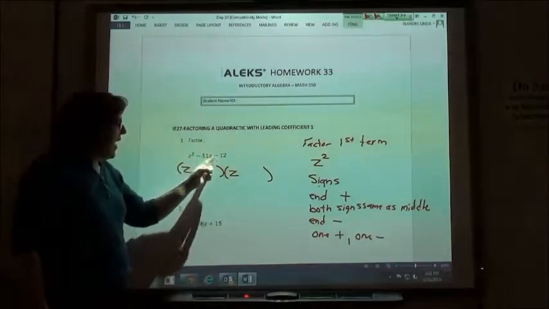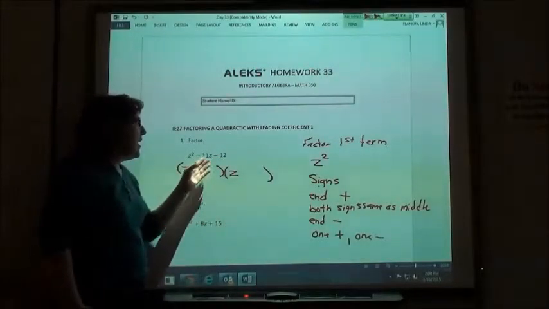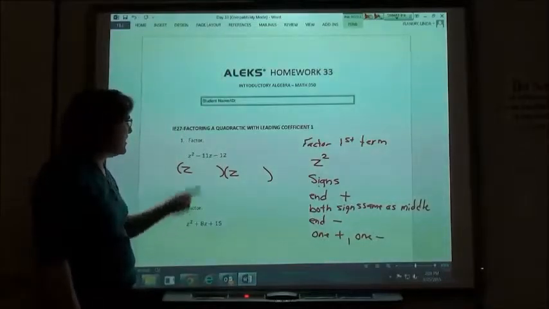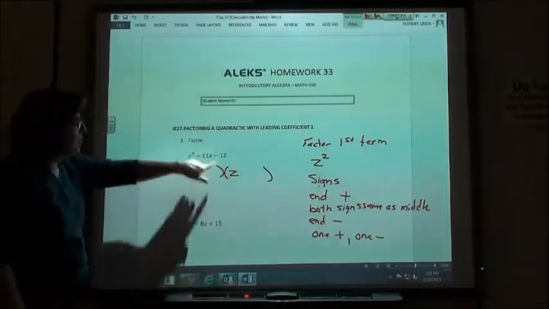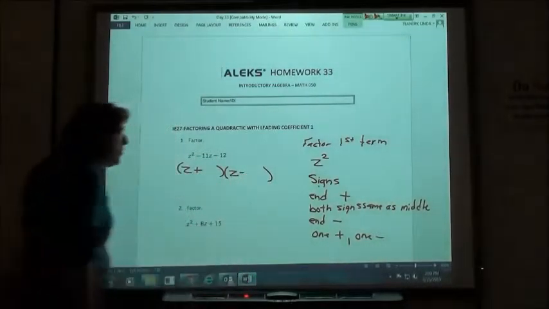So the end sign came from multiplying the 2 end numbers together. If it's a negative, I have to have a positive times a negative. If it would be a positive, it would either have to be a positive times a positive or a negative times a negative. So in this case, my end sign is negative. I know I'm going to have 1 plus and 1 minus.